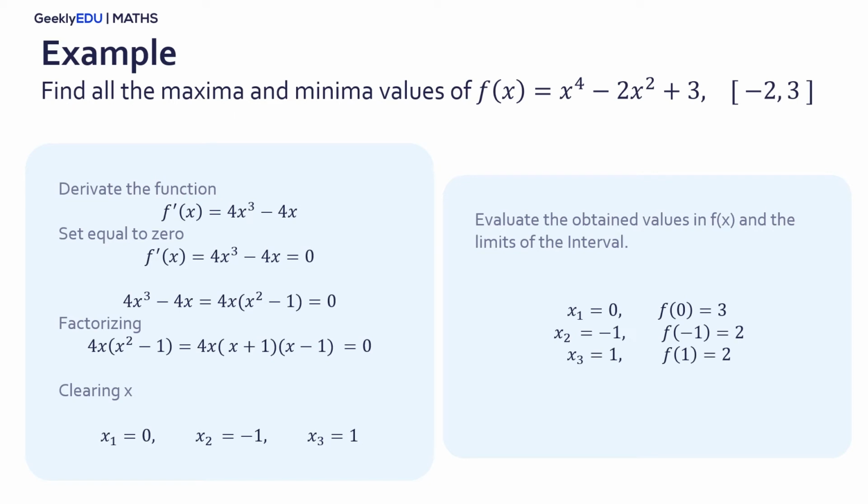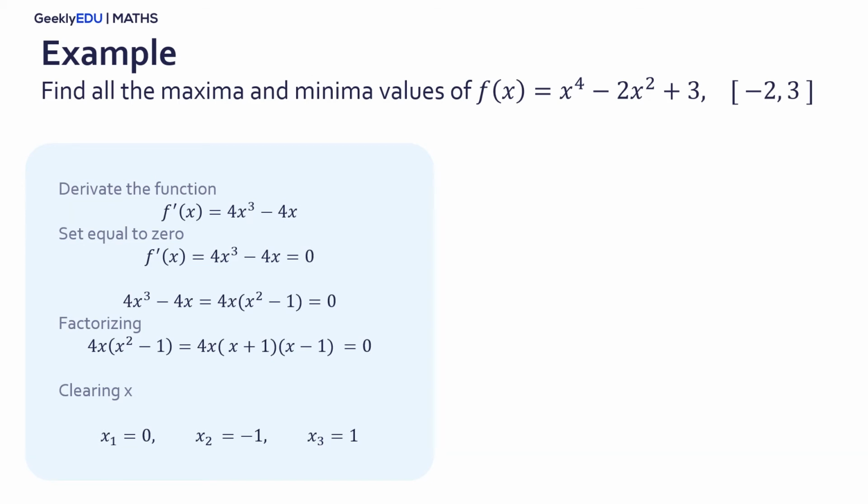We can see which of the values of f of x is bigger and smaller. In this case, f of 3 is equal to 66, and that is a maximum point. And f of 1 and f of -1 are equal to 2. Then we have 2 minimum points.